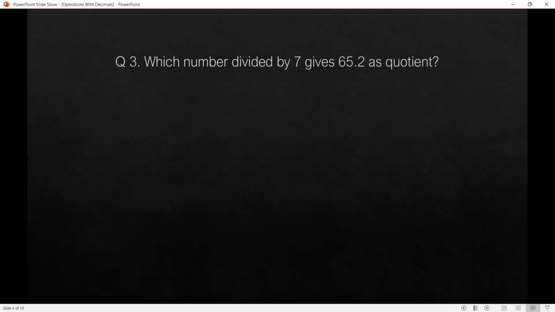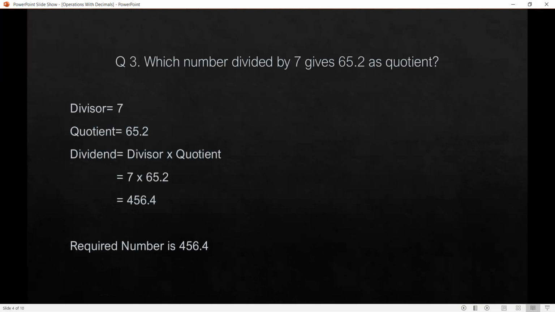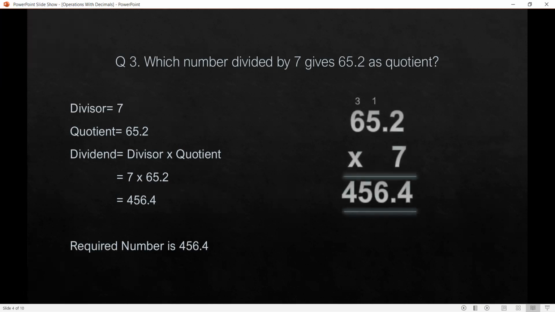Which number divided by 7 gives 65.2 as quotient? Divided by 7 means 7 is the divisor and 65.2 is the quotient. We have to find the dividend. So how will we find the dividend? The formula is dividend equals divisor into quotient.